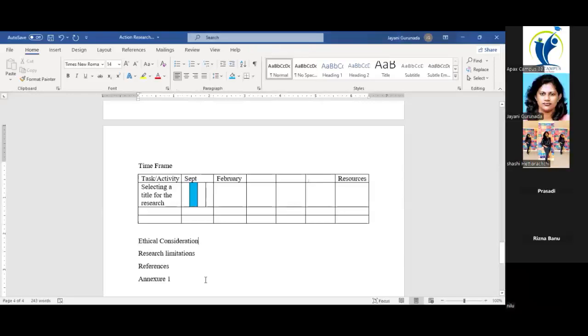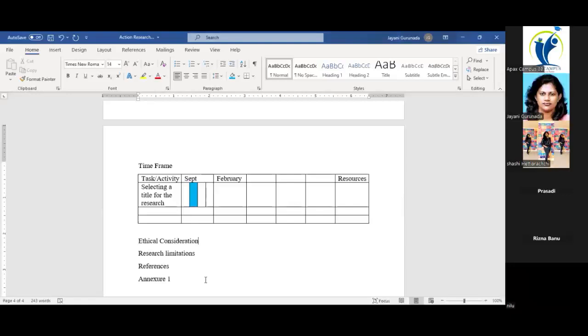After that, ethical consideration. Ethical consideration means the ethics you have to follow. I think I have discussed it with you. First of all, you have to get permission from the principal, then the sectional heads. You have to have those letters with you and write it here. Then you are not going to write the real names of the students for the research. You are going to have pseudonyms, or you can have the names of flowers, 1, 2, 3, 4, like that.